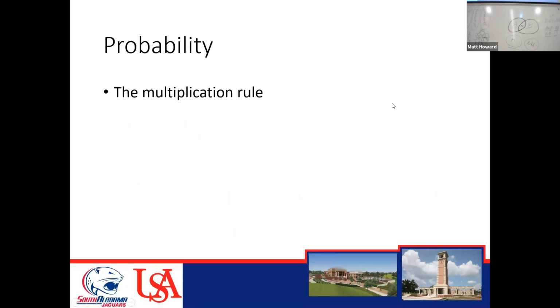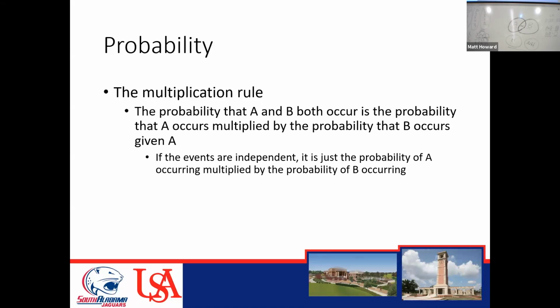All right. Another one we should talk about is the multiplication rule. I know we're going over these quickly, but we'll cover these throughout the semester. They come up again when we're talking about inferential statistics and the such. The multiplication rule says the probability that A and B both occur is the probability that A occurs multiplied by the probability that B occurs given A.